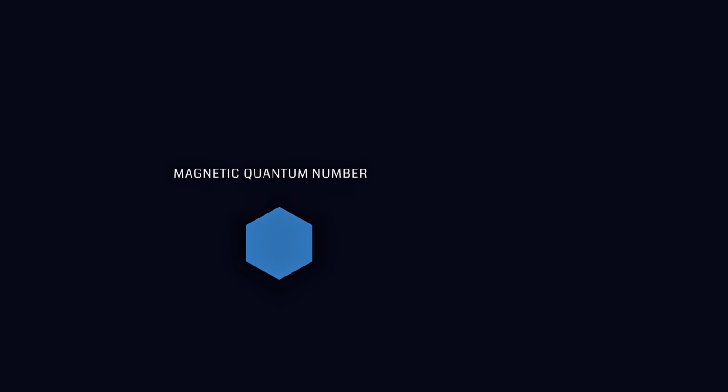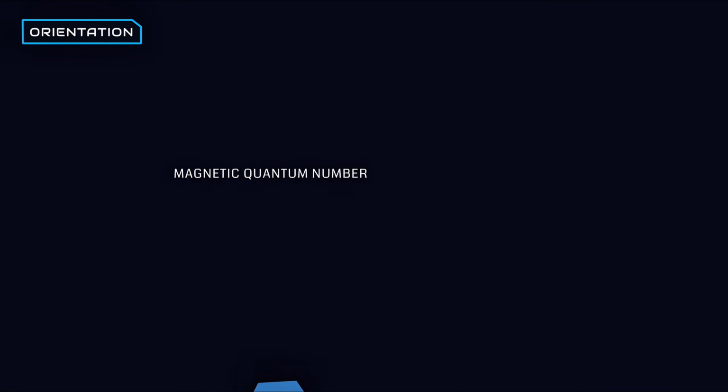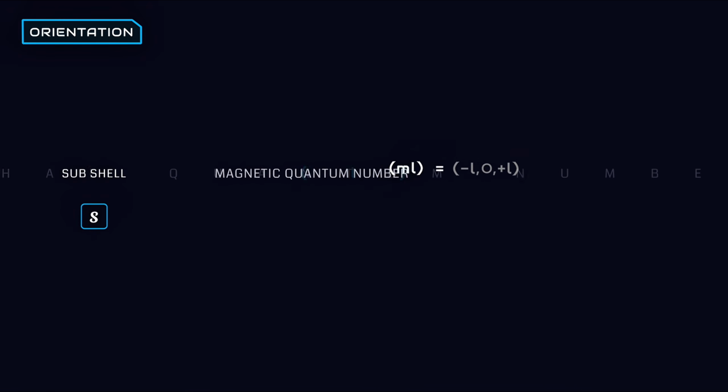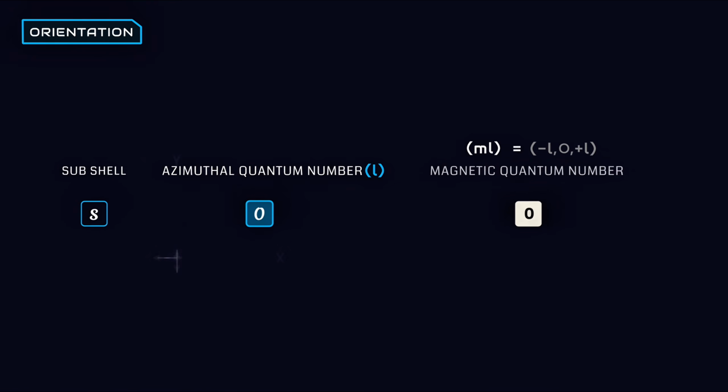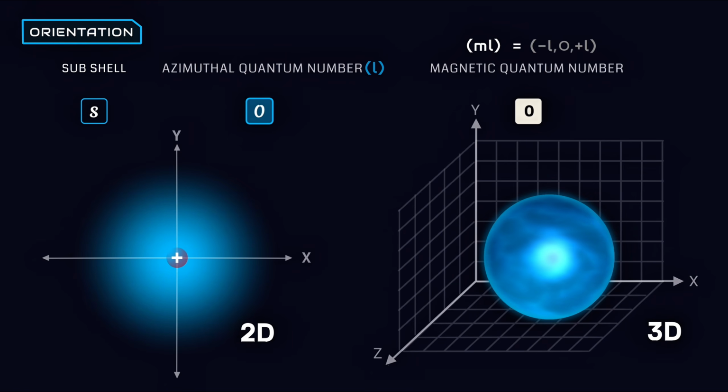The magnetic quantum number describes the orientation of orbitals within a subshell and is denoted by the symbol ml. The magnetic quantum number can take integral values from -L to +L, including 0. For the S subshell, the azimuthal quantum number is 0, so the magnetic quantum number is also 0. This value indicates a single orbital orientation, meaning there is only one possible orientation for the orbital, which is spherical in shape and centered around the nucleus. The probability distribution of finding an electron is spherical in 3-dimensional space.